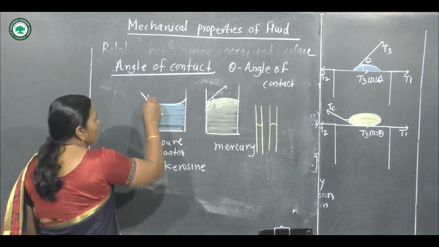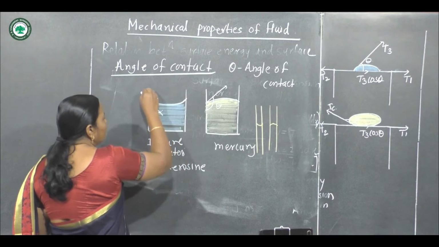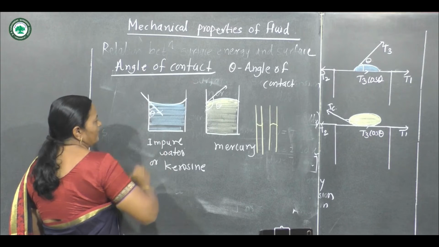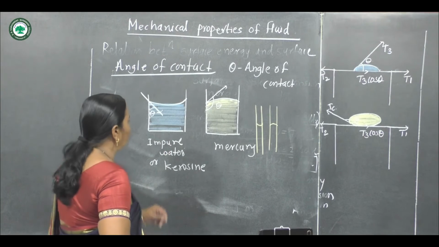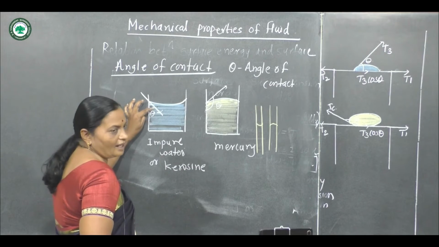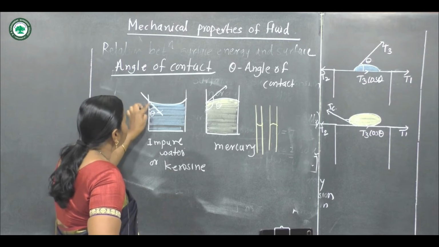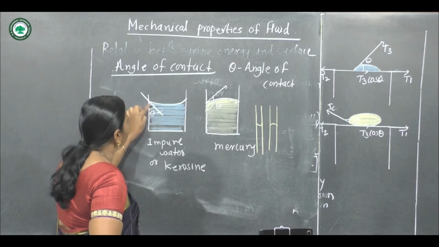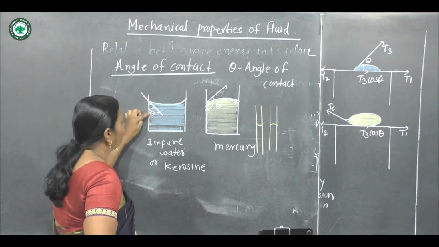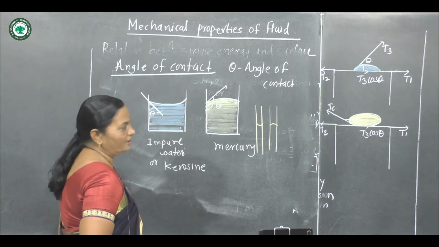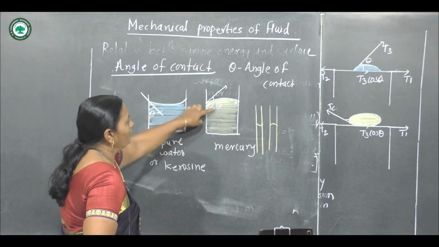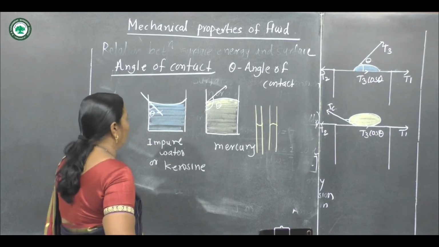See here, this is the free surface of liquid, this is the tangent, and this is the point of the solid surface. Then we can define the angle of contact as the angle between the tangent to the free surface and the solid surface at the point where the liquid is in contact. Theta is the angle of contact. In case of mercury, theta is the angle of contact.